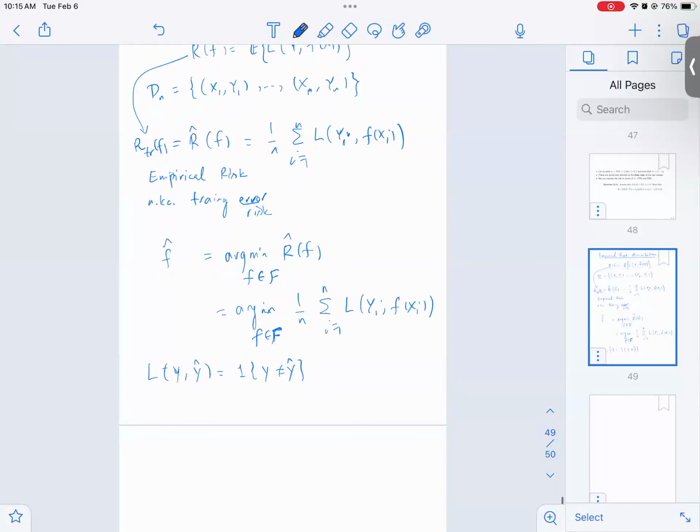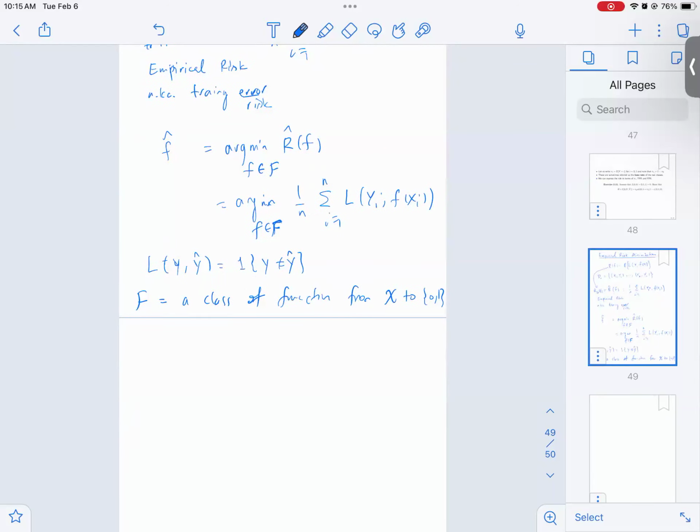So this class F is the class of functions from the sample space to, let's say, 0, 1 in the binary case, over which we minimize the empirical risk. So this idea is very general.